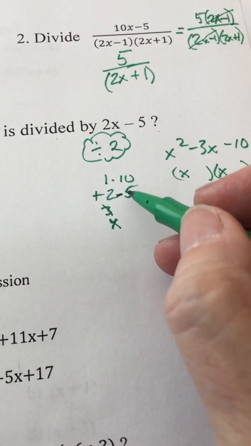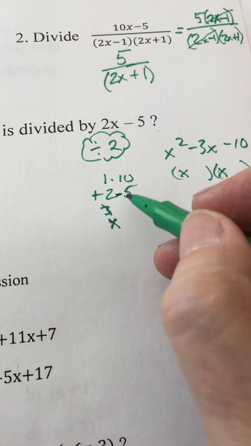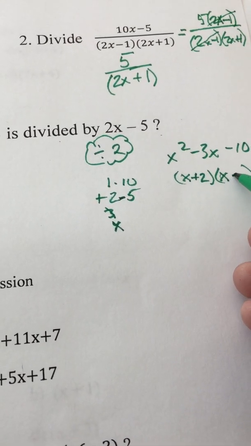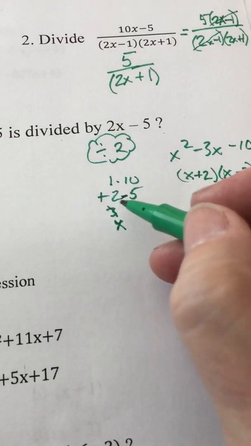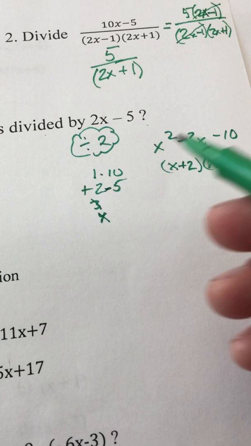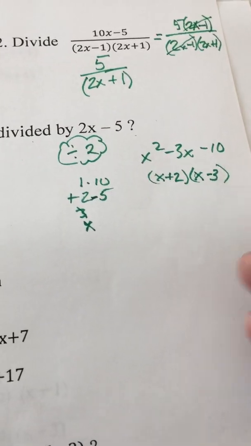Positive 2 and negative 5, the bad guys are going to win, and we have a negative 3. So this works. I have a positive 2 and a minus 3. And then you multiply them, and you should get a negative 10. If not, if you get a positive 10, then this doesn't work. So here it is. We've got that.